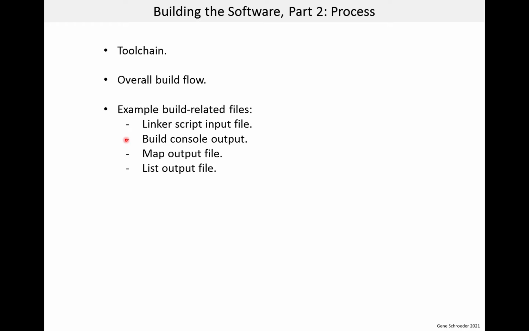I've used this countless times. Next, we'll look at the map output file, where the linker writes information explaining what it has done. And finally, we look at the list file, which shows how your C code was compiled into assembly language.